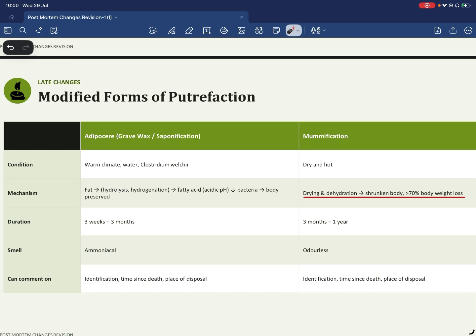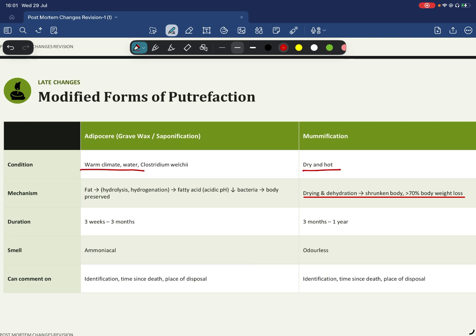Adipocere and mummification. These are modified forms of putrefaction. Adipocere formation occurs in warm climate in the presence of moisture in the environment, caused by Clostridium welchii bacteria, whereas mummification occurs in dry and hot climate. The mechanism of action in adipocere formation: fat is hydrolyzed and hydrogenated to fatty acids, which are then converted into a wax-like substance on the body.